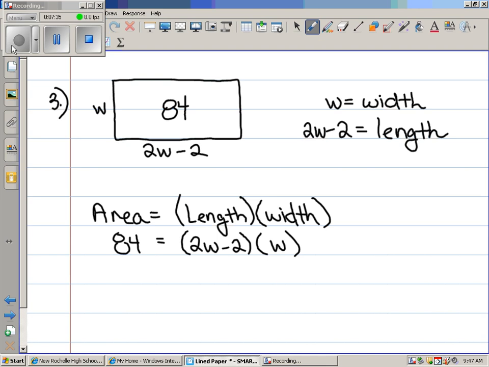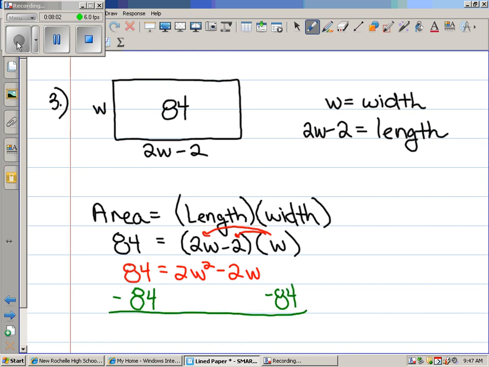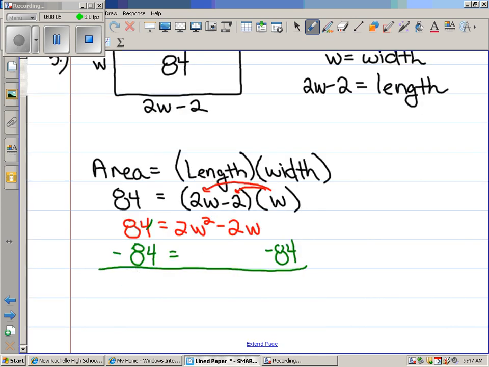We're going to just distribute it. We're going to FOIL it up. 84 equals 2W squared minus 2W. We're going to minus 84. Minus 84, so 0 equals 2W squared minus 2W minus 84.